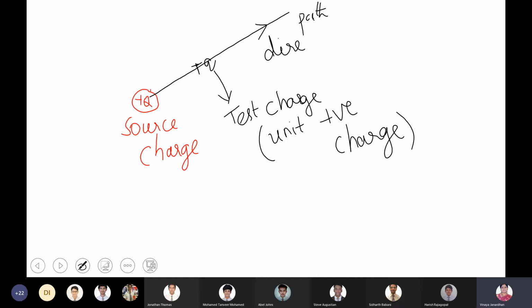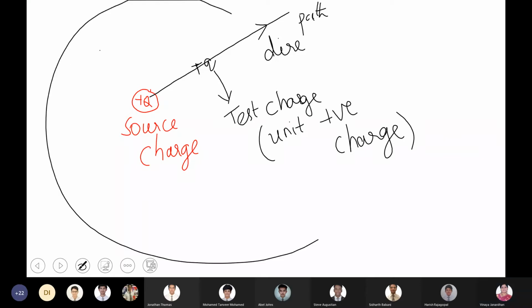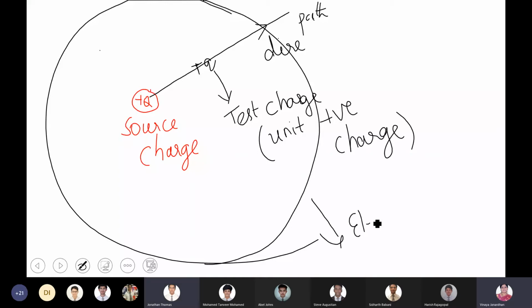So which is creating an electric field? A source charge is creating an electric field. Now, what is the next entity? It is a test charge. Generally, a test charge is a unit positive charge. Are you clear, boys? Will the source charge have to be positive? Yeah, always, always.